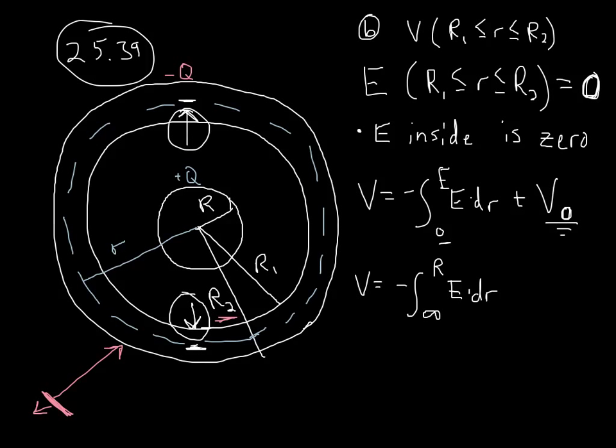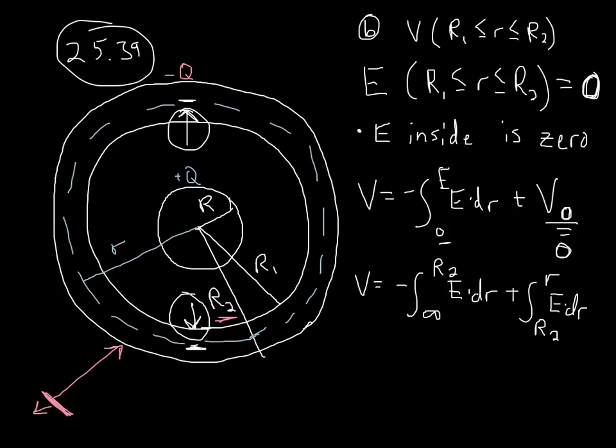My V0, because I chose infinity as my reference point, is 0, and I don't need to worry about that. But now I still need to take my integral in further. My Gaussian surface, my little r, exists inside of this R2. So I need to keep going, and I need to integrate from an initial position of R2 all the way into r of E dot dr.